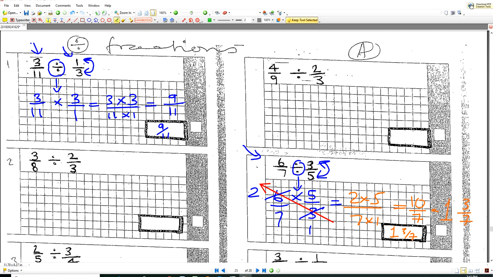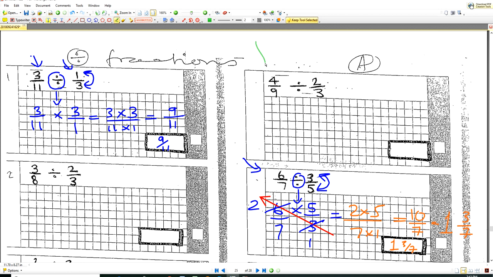Okay, let's look at another example. We have this question here. You have 4/9 divided by 2/3. So these fractions are already in the right format. They're going to be either proper fractions or improper fractions. So let's have a look. Now the divide sign gets changed quickly into a times sign. The second fraction gets turned upside down.